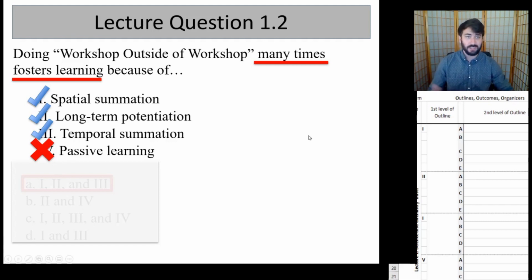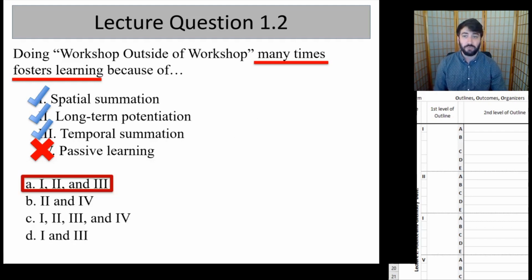And now that we have all our ducks in a row and our answer options, we just want to look for an answer that has 1, 2, 3, but not 4. And there we go. Now we're left with A. So, pretty straightforward. Really just requires you to understand the content from last lecture, right? So, what spatial summation means, what long-term potentiation means, what temporal summation means, and how those all integrate with both learning and the workshop. Okay. Pretty straightforward. Hopefully not too bad.